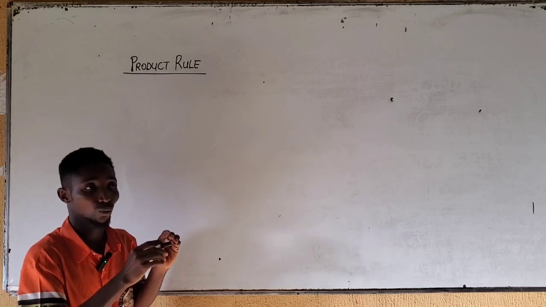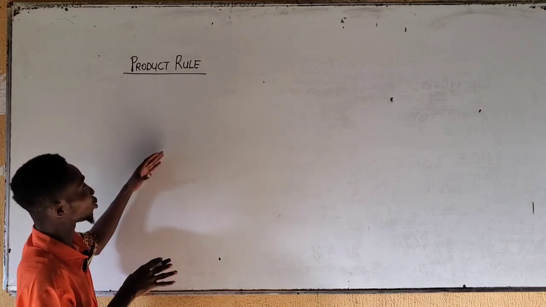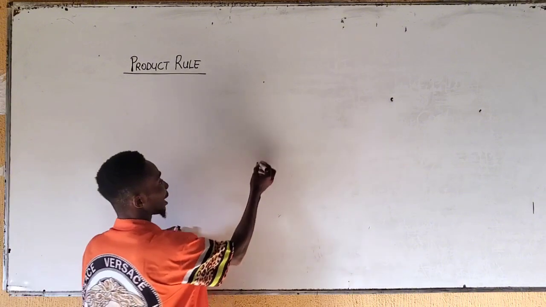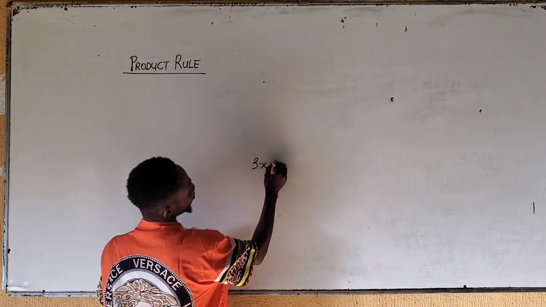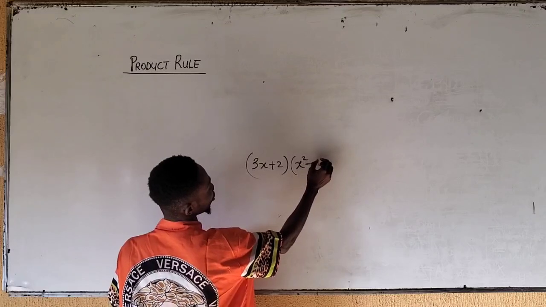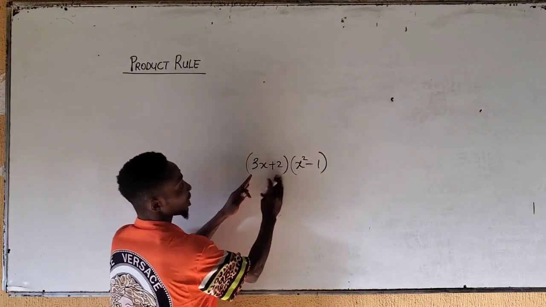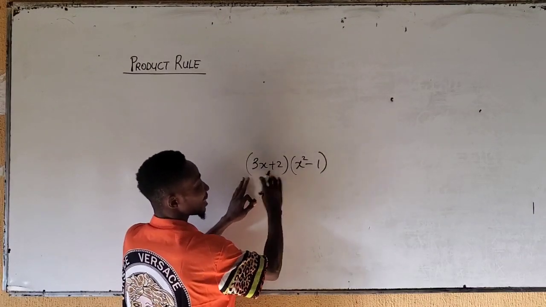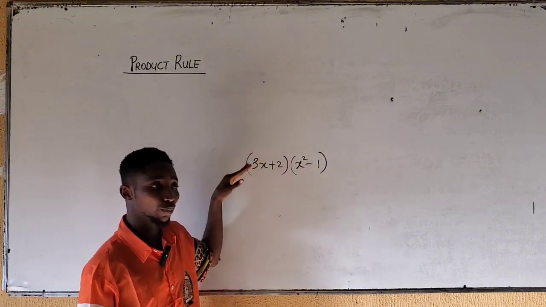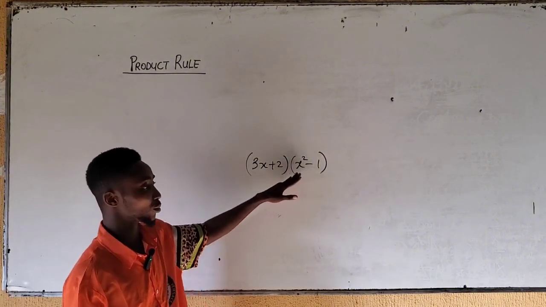You are to use product rule, because there are some certain questions that you see and students get confused more often when they see questions like something like 3x plus 2 times x squared minus 1. These are two expressions multiplying themselves. Whenever you have a question like this is when you apply product rule.